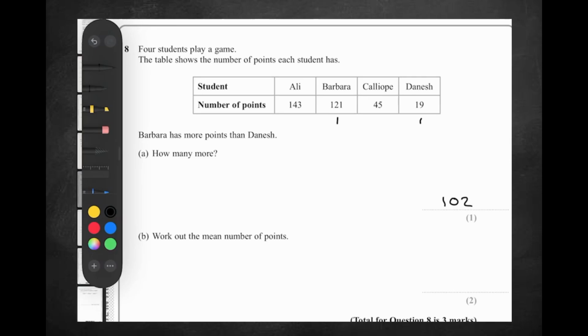Part B. Work out the mean number of points. It's going to be 143 plus 121 plus 45 plus 19 divided by how many we have, which is 4. Once again, we'll do that on our calculator. 143 plus 121 plus 45 plus 19 is 328 over 4. And 328 over 4 is just 82.